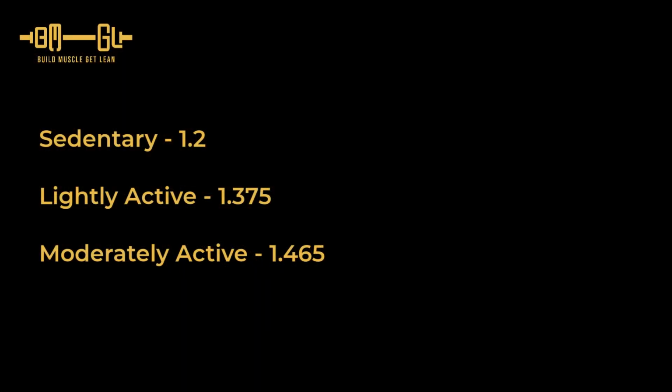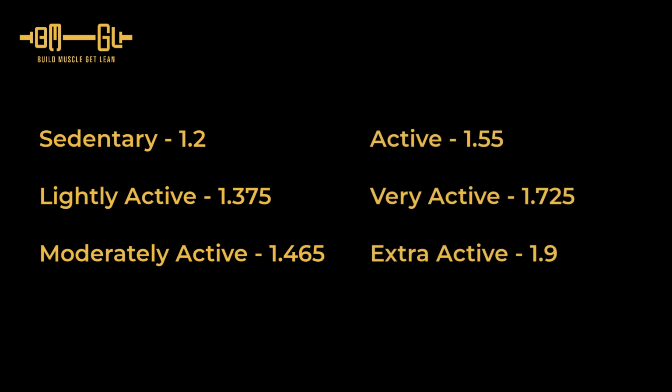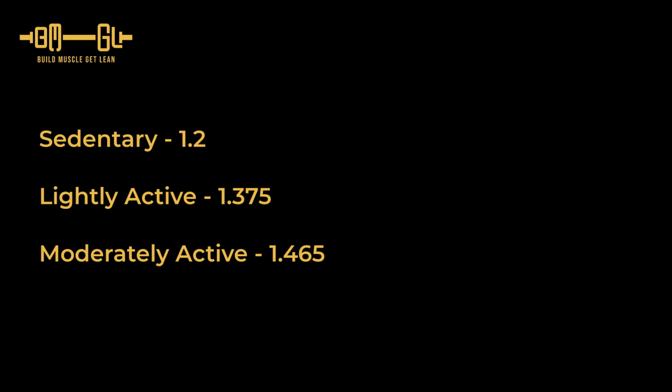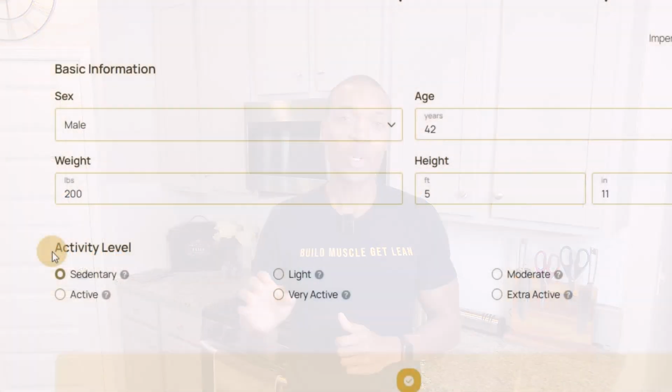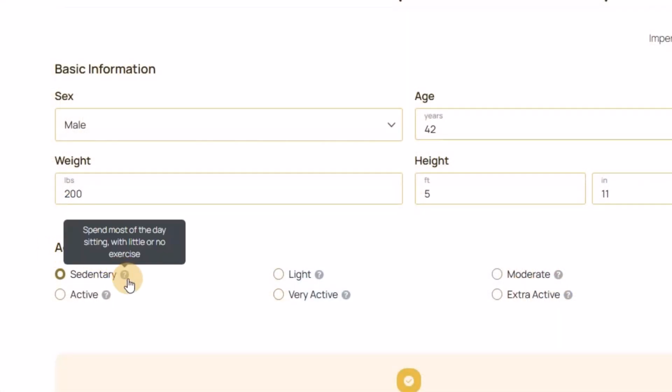These activity factors are 1.2, 1.375, 1.465, 1.55, 1.725, and 1.9, which depend on how active you are. They are classified by the terms sedentary, lightly active, moderately active, active, very active, or extra active, respectively. Sedentary assumes that you spend most of your day sitting and do little to no exercise.